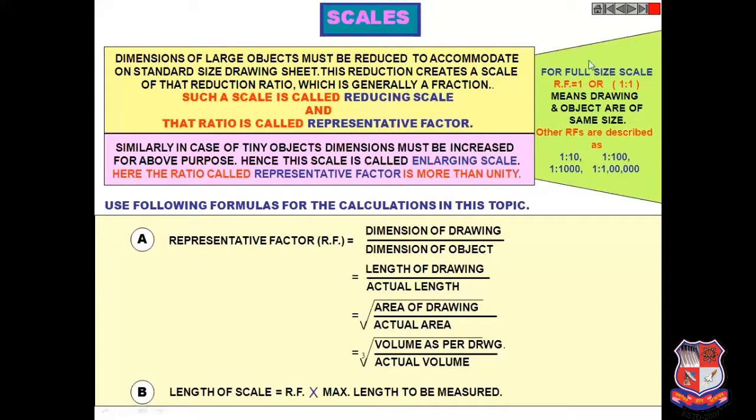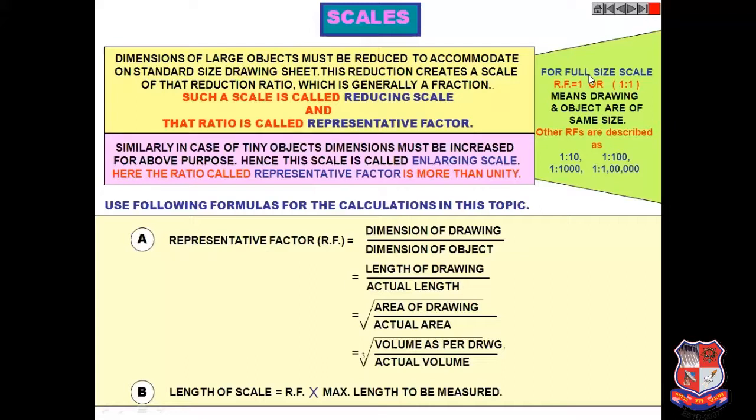Okay, so first part, scales. Dimensions of a large object must be reduced to accommodate on a standard size drawing sheet. This reduction creates a scale of that reduction ratio, which is generally a fraction. Such a scale is called a reducing scale, and that ratio is called the representative factor. The representative factor plays an important role while drawing a scale problem.